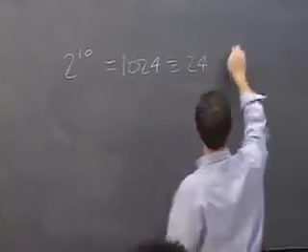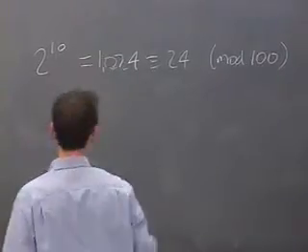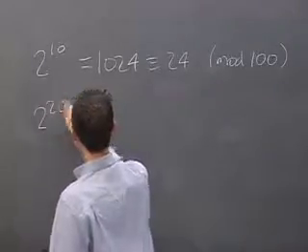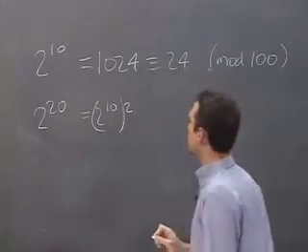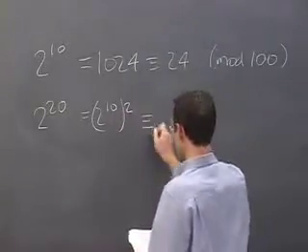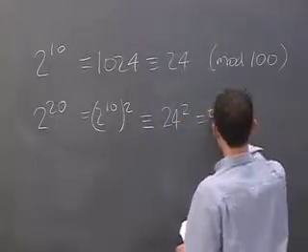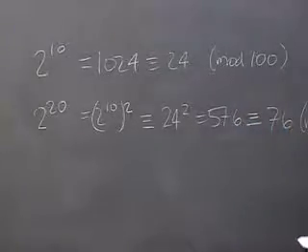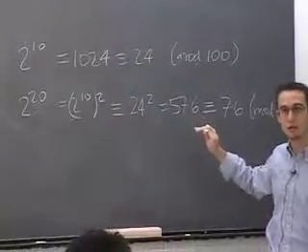Well, 2 to the 10 is 1,024, which is congruent to 24 modulo 100. I do this in part because it's just useful. You have to get used to writing things in this kind of notation. If I square this, so 2 to the 20, that's 2 to the 10 squared. And that means this is 24 squared modulo 100, which is 576, which is congruent to 76 modulo 100. Are there any questions about the computation so far? Is this clear to everyone?